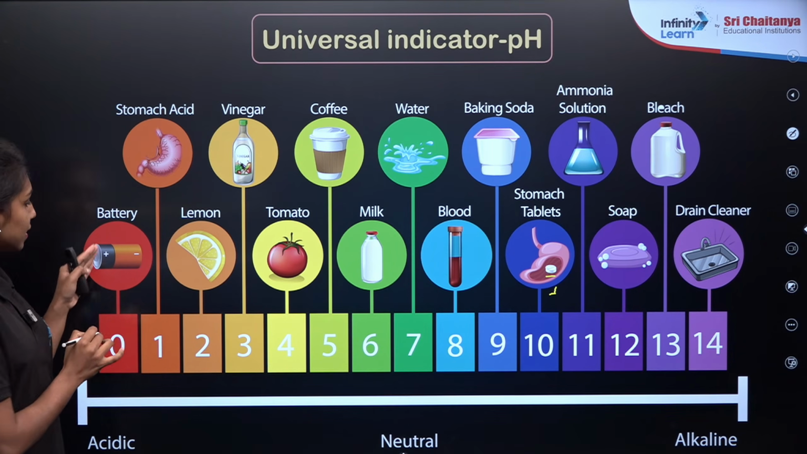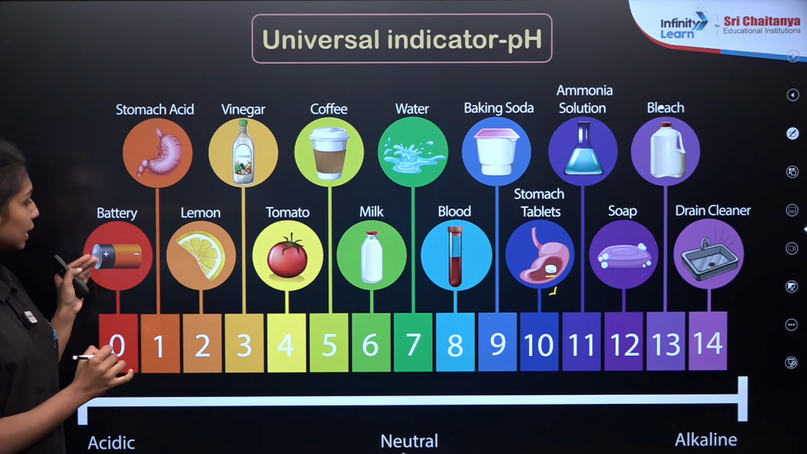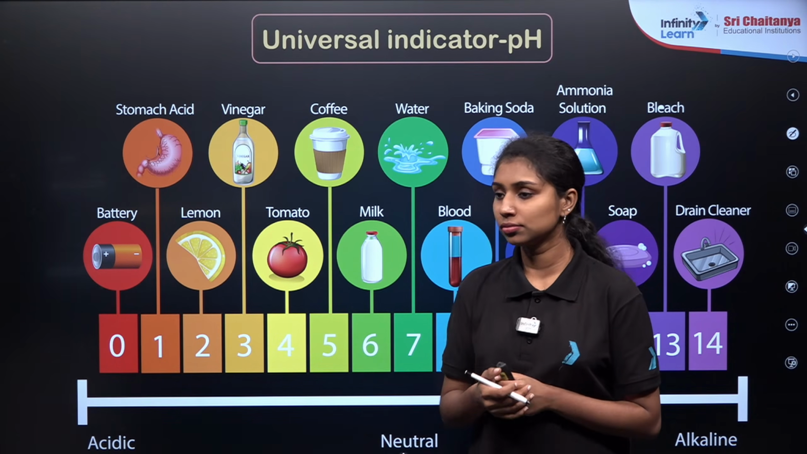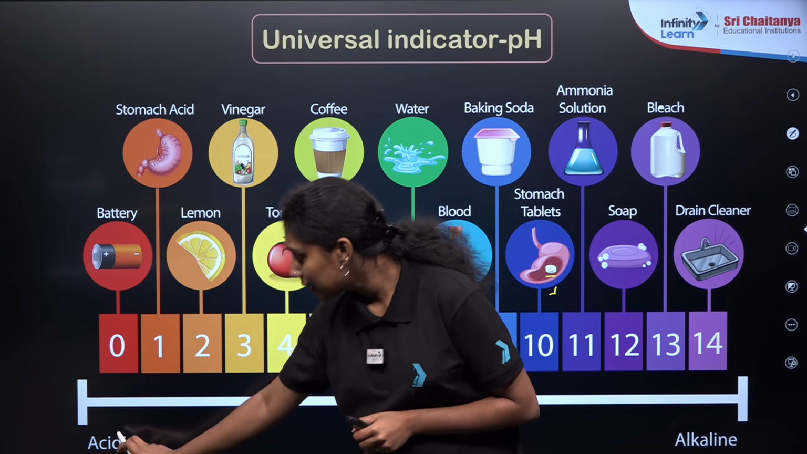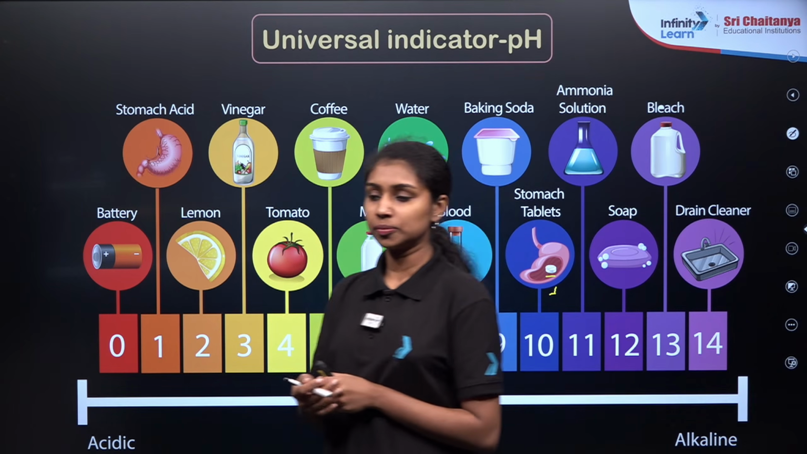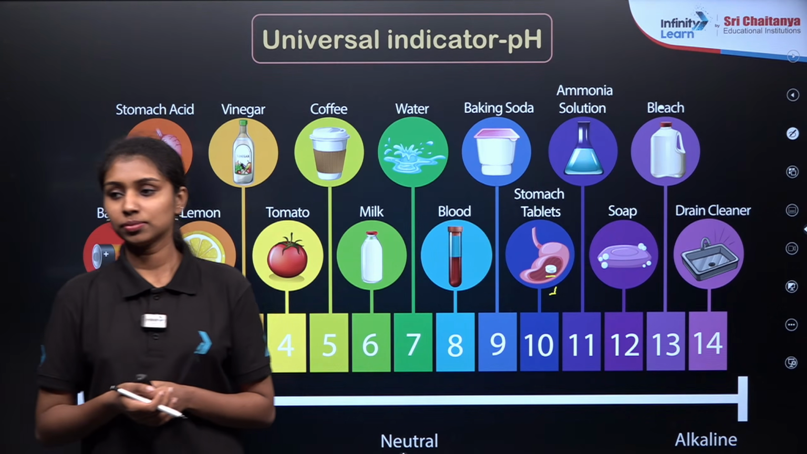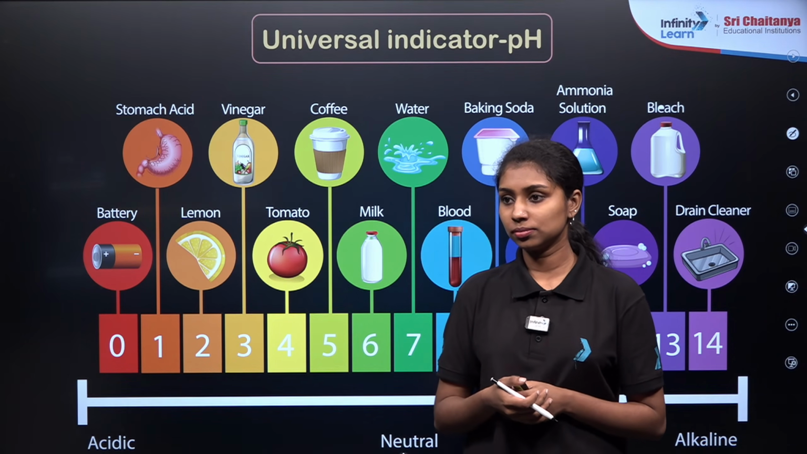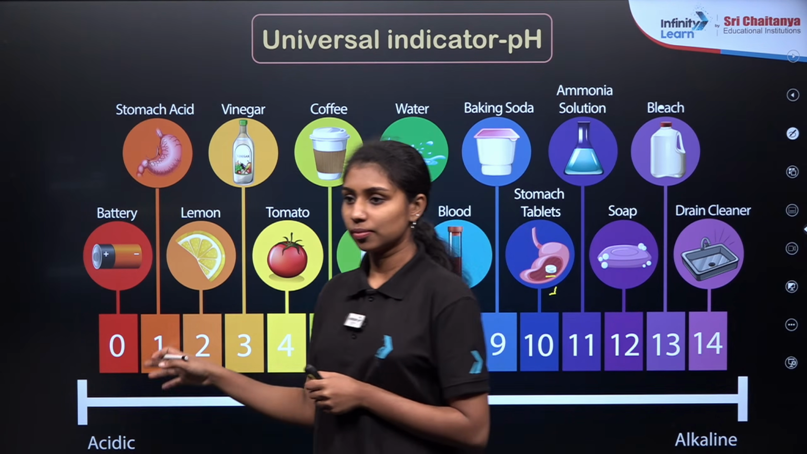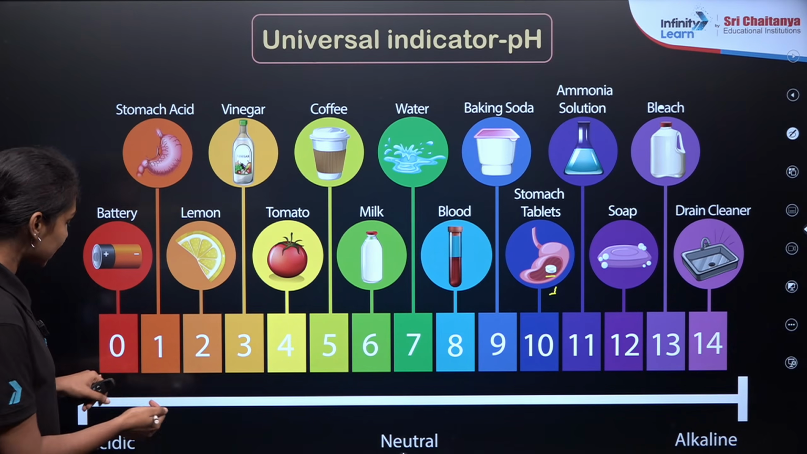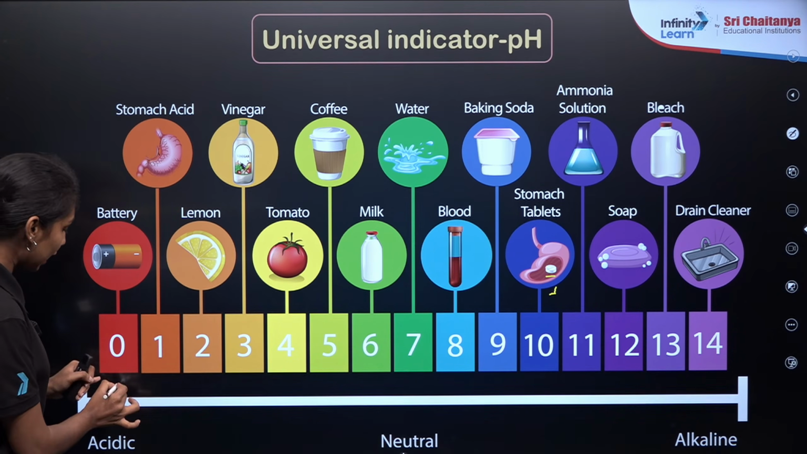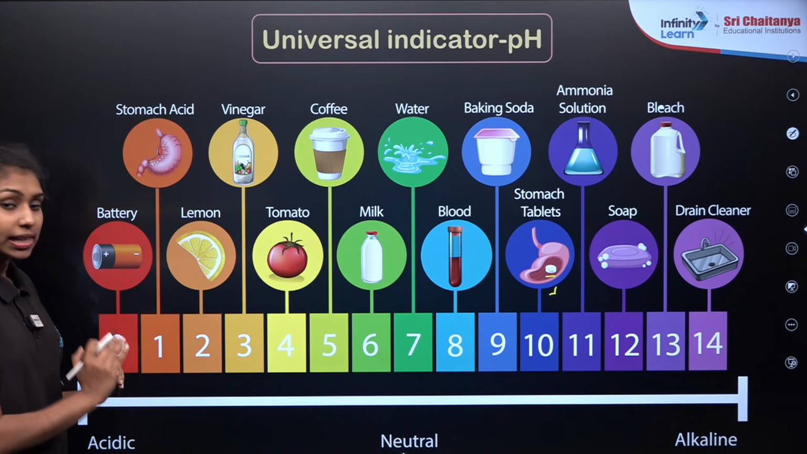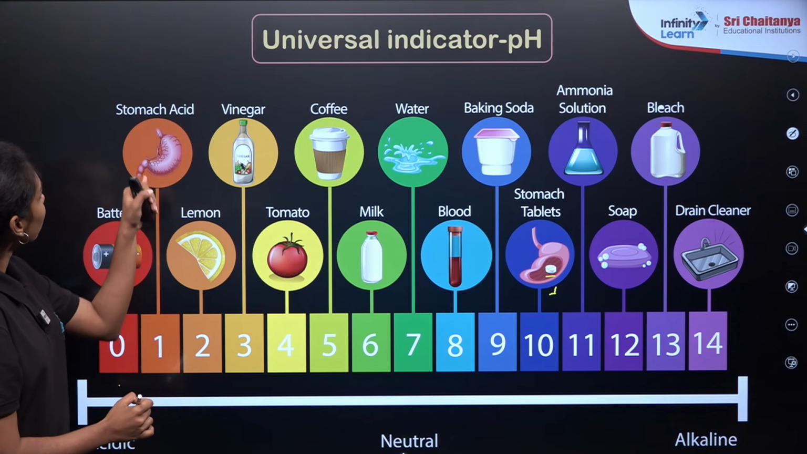So, what about the case of a battery? What is the nature of the substance present inside the battery, whether it is an acid or base? pH is equal to 0, right? So is it an acid or base? Yes, it is highly acidic, because it has a pH value of around 0. So if you move from 0 to 7, acidic character decreases.